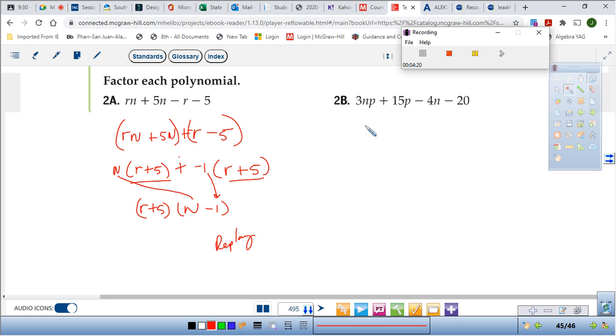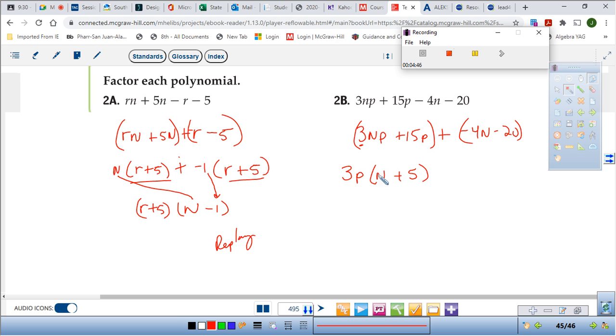This thing here, I'm going to do the same thing: 3np plus 15p, group it like that, plus a negative 4n minus 20. Look at it like that. From here I can factor out the greatest thing. Look at the small number, and look at the biggest number that goes into there. So this is 3. We have p's in both of them, so 3p. We're left with n plus 5.